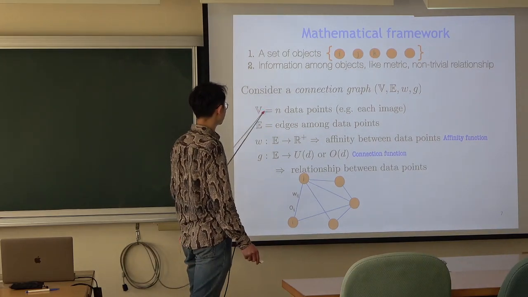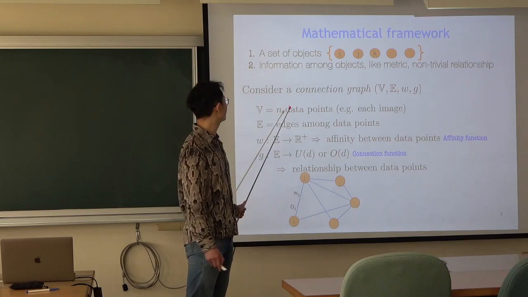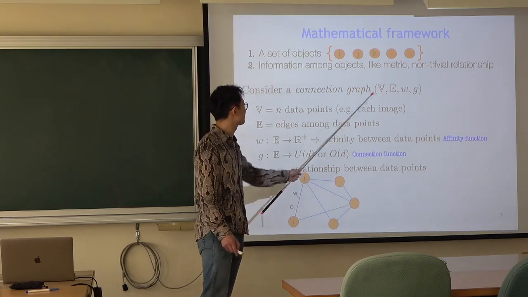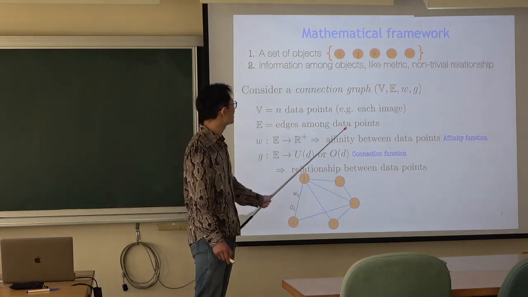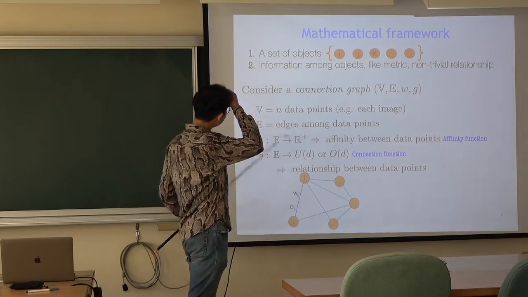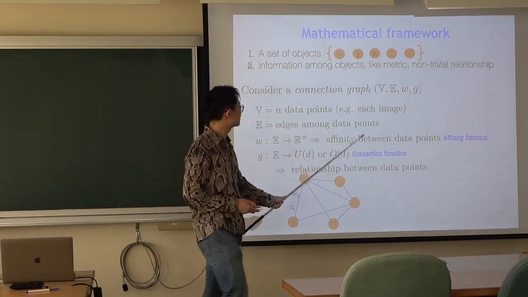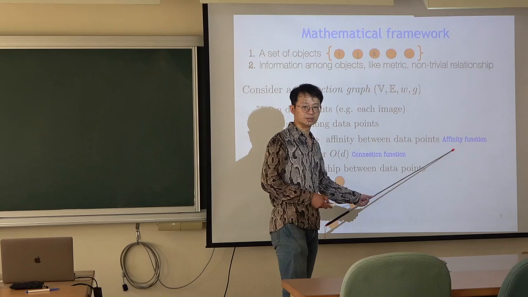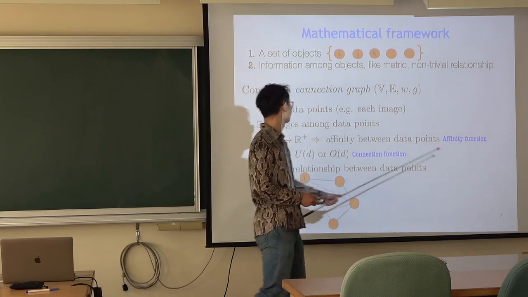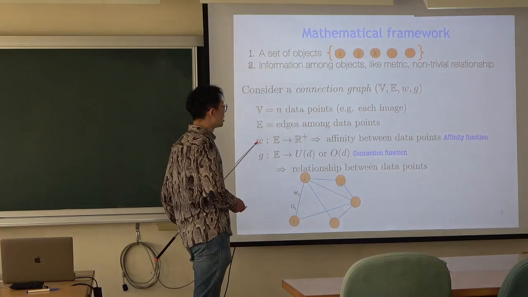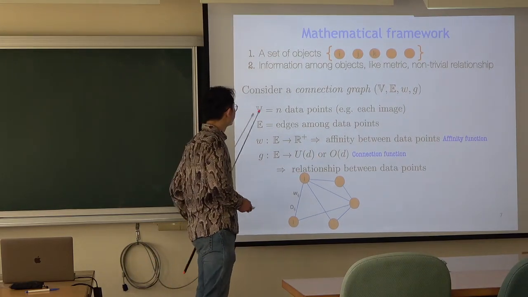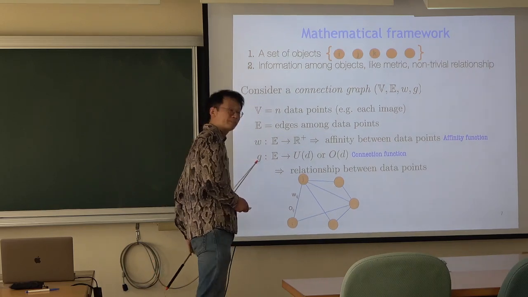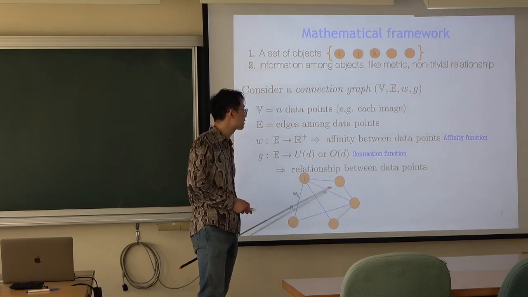V is vertices, which is composed of n data points or n objects. In our previous example, that will be a set of images. E is the edges among data points. W is the affinity between data points. This is sometimes called the affinity function, which we encountered before in graph Laplacian and diffusion maps. Remember, V, E, W were what we used to define the graph Laplacian and the diffusion maps. Now we have something extra called G, which we call the connection function.